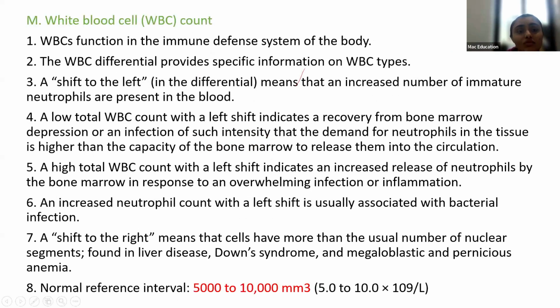Then the last blood test was WBC count. Tell me about the WBCs, what we have studied. What is the normal range of WBC? 5,000 to 10,000. Then what are the other concepts that we have completed? Left shift and right shift.